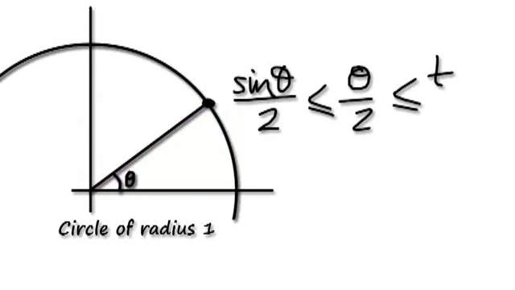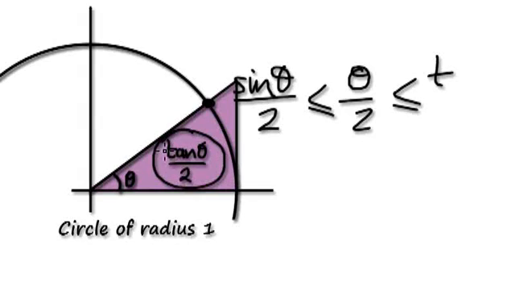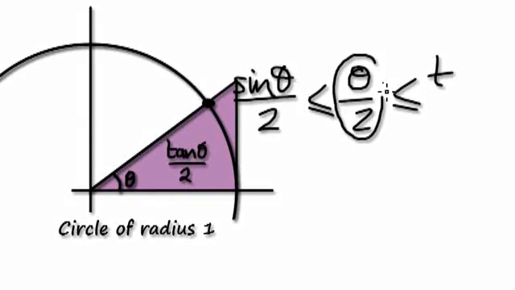Okay, and again, in some of the earlier videos, I gave you an exercise on finding out the area of this triangle here. So if you don't understand this bit, then scroll back to one of the earlier videos. So we can actually make this statement. Theta over 2 is always less than or equal to tan theta over 2.